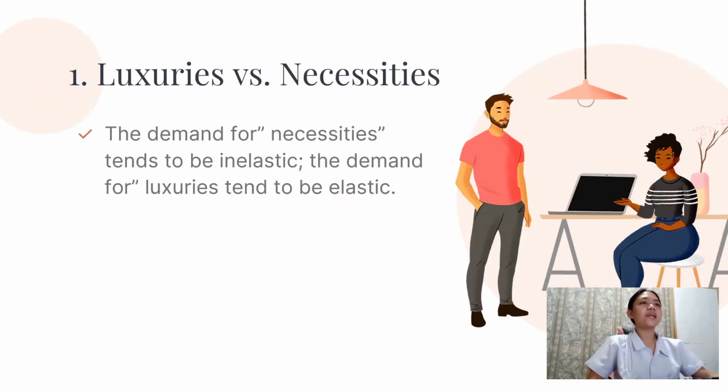So, the first one is luxuries versus necessities. The demand for necessities tends to be inelastic, and the demand for luxuries tends to be elastic. Necessities demand is usually inelastic because there are usually very few substitutes for necessities. Luxury products such as leisure sailboats are not needed on a daily basis. There are usually many substitutes for these products, so the demand is more elastic.